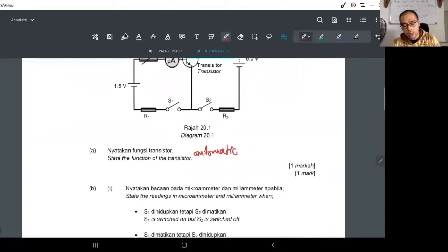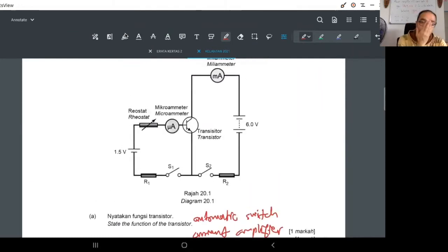Automatic switch, or current amplifier. These are the two functions of the transistor. Very standard. Okay, state the readings on the microammeter and the milliammeter. Sorry, micro is here, milli is here.